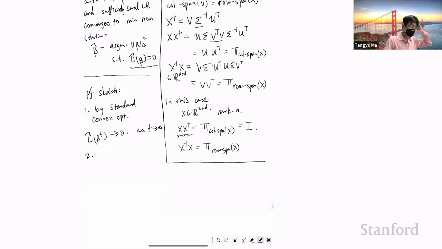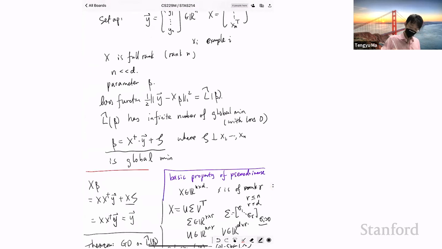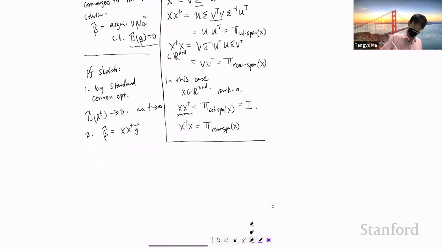And the second thing is that you know that this beta hat is actually equal to X pseudo inverse times y vec, right? We know that all of these are global minima, but if you take zeta to be 0, then that's the minimum norm solution. There's no X here.